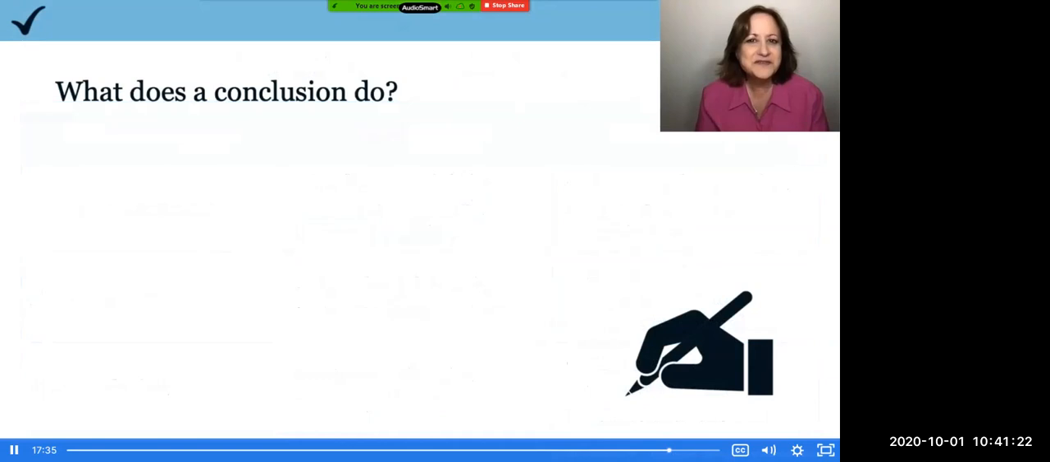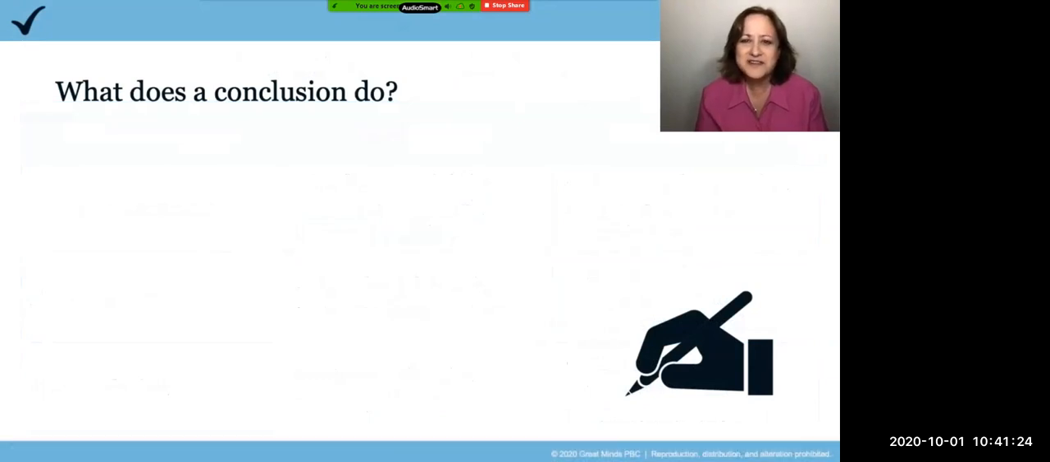Since you're so observant, you probably saw the check mark in the corner. Here's an opportunity for you to share your new learning about conclusions with your classroom teacher. At this time, grab your Instinct journal and jot this question into your journal. And then take some time to think about this question and write a response to the question. What does a conclusion do?